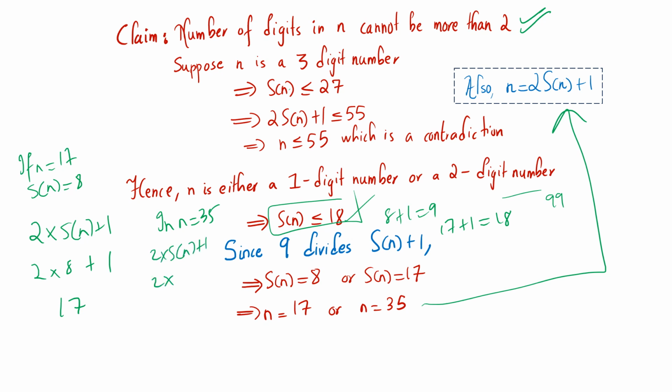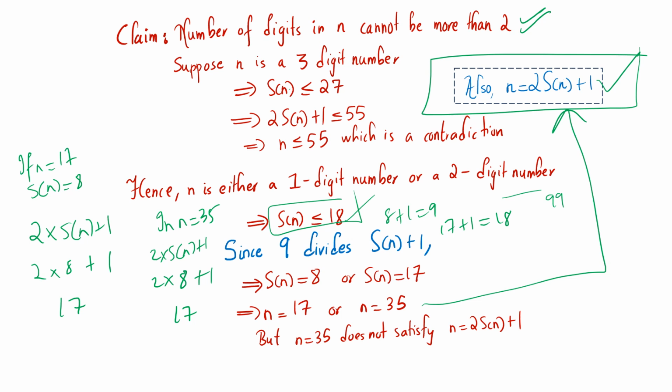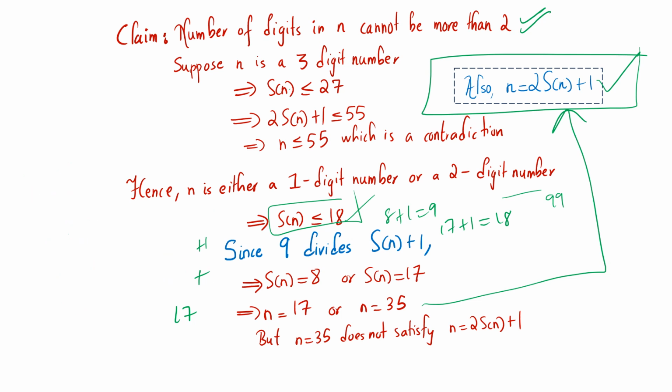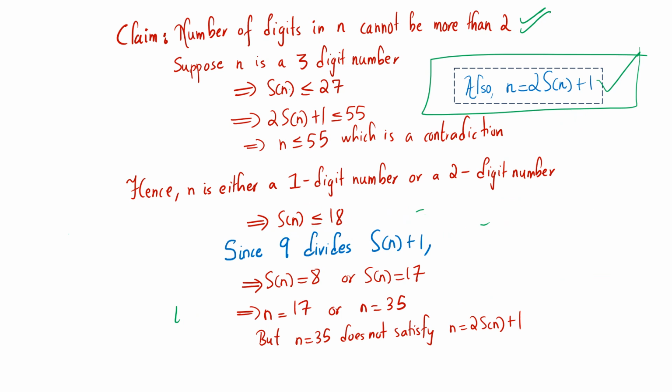If n equals 35, let's check, then twice of S(n), where S(n) is 3 plus 5, 8, plus 1, which is 16 plus 1, which is 17. So n equals 35 cannot be true, because it is not satisfying this condition, right? So at the end, we just have one solution, which is n equal to 17.